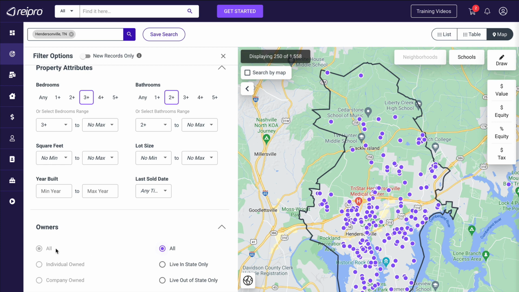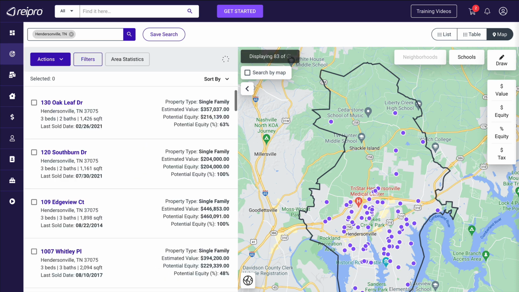Now, owner-wise, again, these are company-owned properties, so they generally are all absentee owners. Now, do they live in state or out of state? To me, hey, I want somebody that's fairly local, so I would say in-state. I can then apply those filters to get to that 83 number.